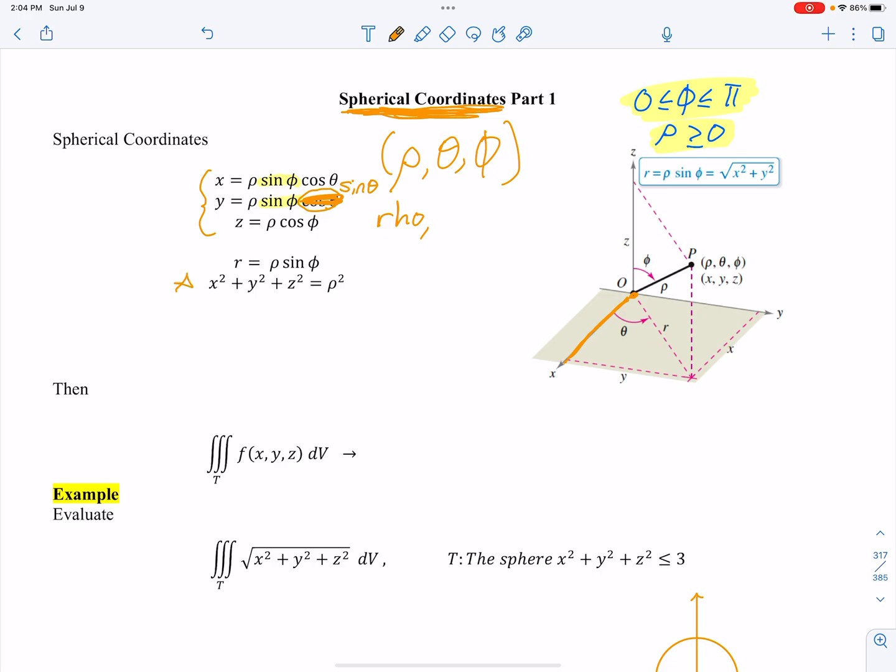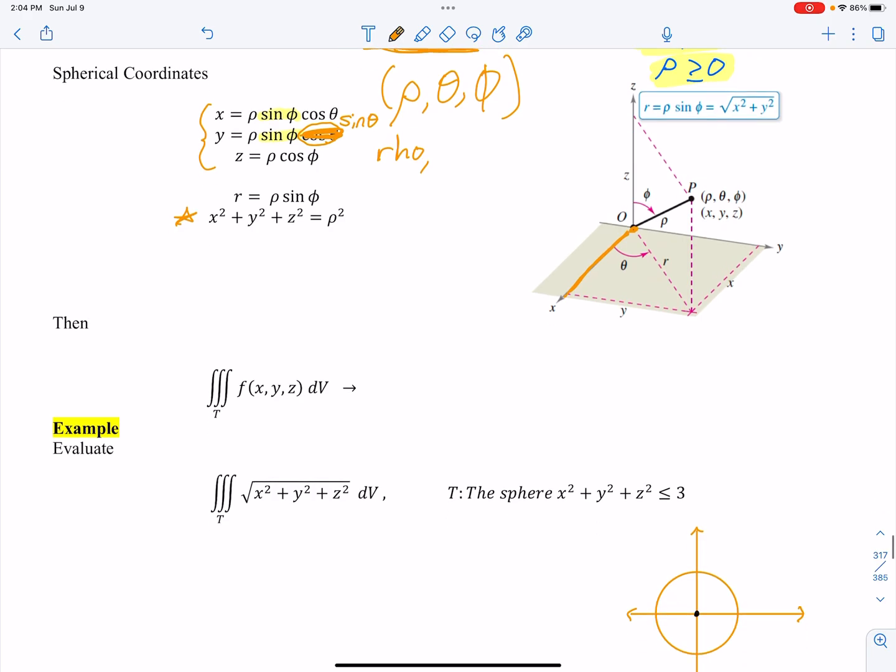And then we have a couple other things that are going to help us out quite a bit. This one in particular, x squared plus y squared plus z squared, is going to be rho squared. You can probably imagine the problems we've done in the past where that would have helped us out, because we're taking 3 variables down to 1. We also can convert r using what's there. R equals rho sine phi.